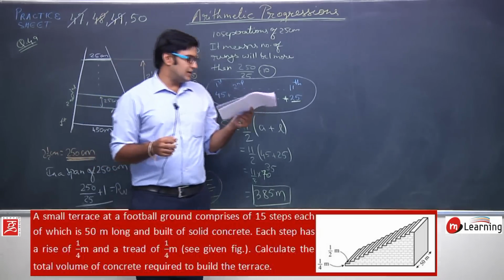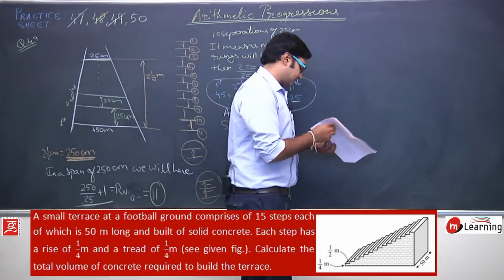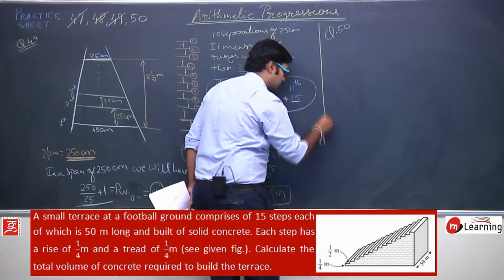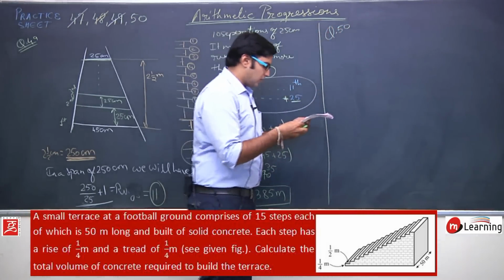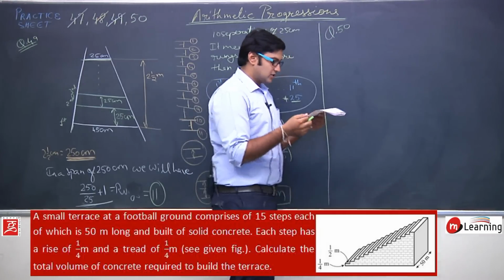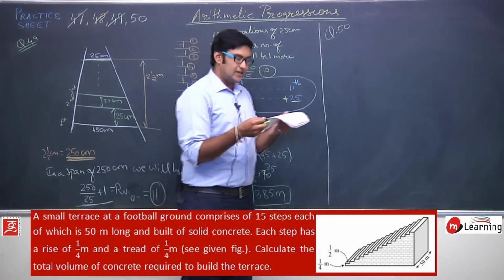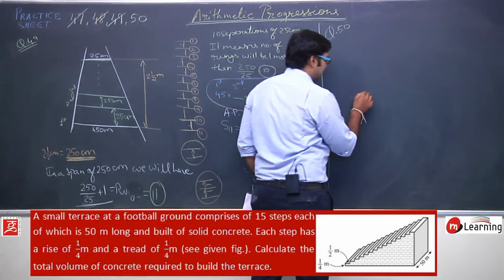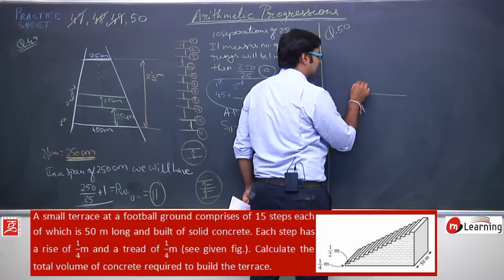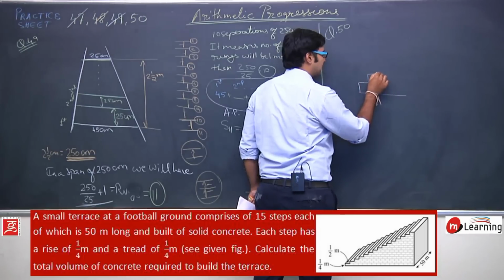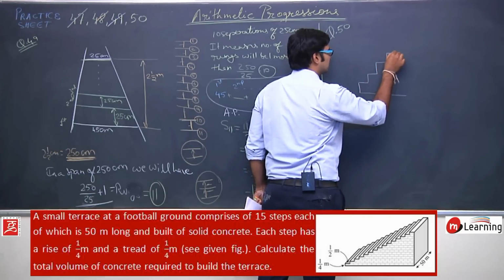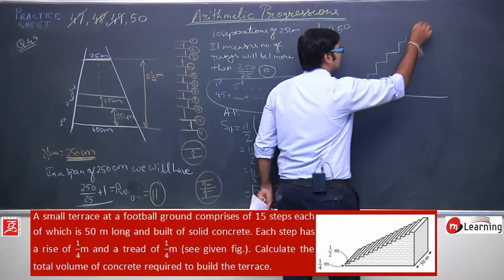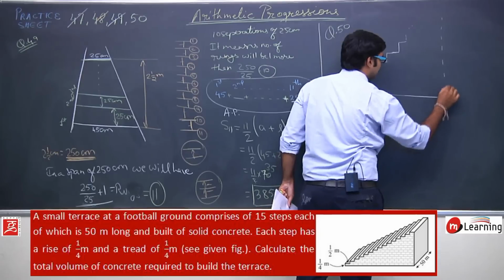Okay, so this question is very interesting. What it says is, question number 50, very interesting question. It says that in a football ground, it comprises of 15 steps. Okay, a terrace, it is a terrace. Now for this terrace, it says that there are 15 steps in this terrace. This is one step, this is two step, this is three step, this is fourth step, then this is fifth step, and so on. It will continue till 15 steps.